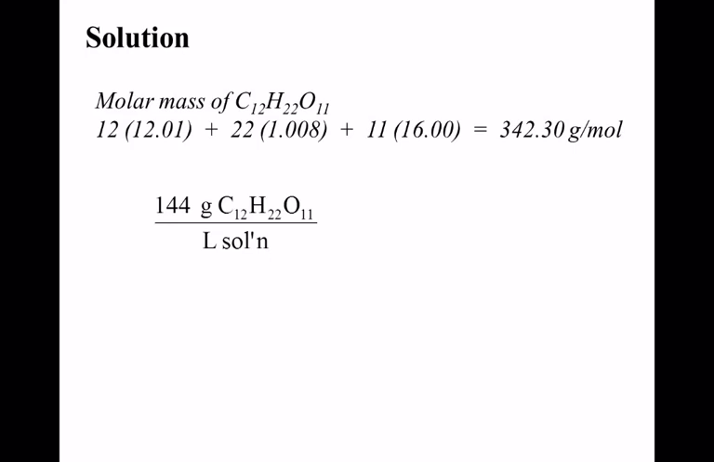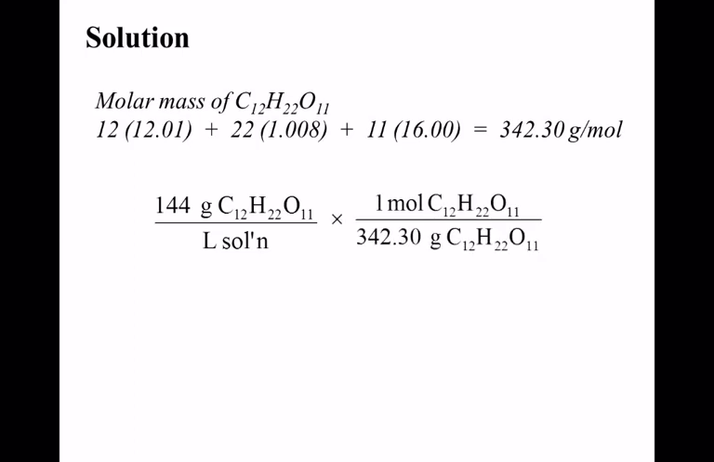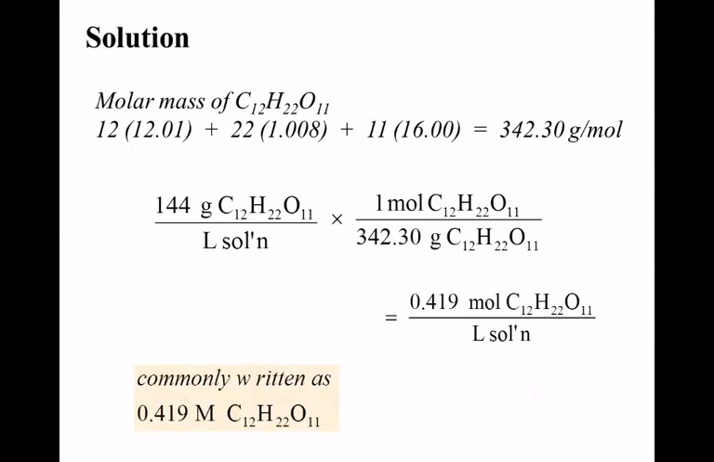All we have to do is make grams cancel and be left with moles in the numerator, so we use the flipped version of the molar mass: 1 mole of sucrose per 342 grams of sucrose. Grams of sucrose cancel. We're left with moles of sucrose per liter of solution. We're only allowed 3 significant figures for the molarity, and I get 0.419 moles of sucrose per liter of solution, affectionately called 0.419 big M sucrose.